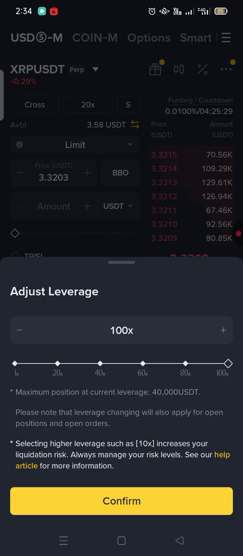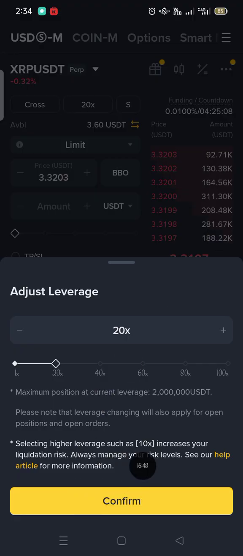And remember, the higher the risk, the higher the profit, and the higher the risk. You can lose it or make more profit. So long as you know what you're doing, you can put as much as you want. You can even have up to 60, up to 40, up to 20. But as for me, I prefer up to 20 there. Then I click on confirm.